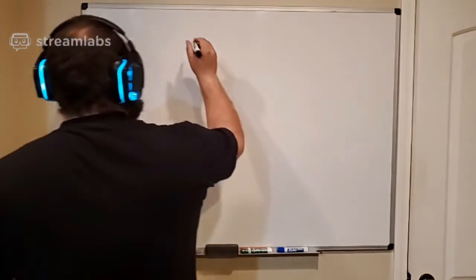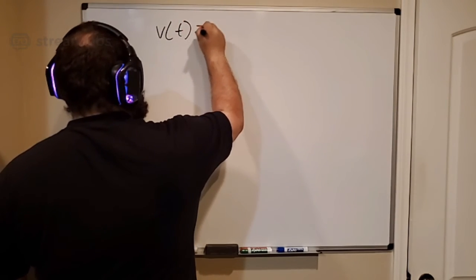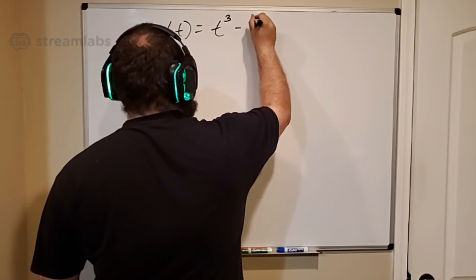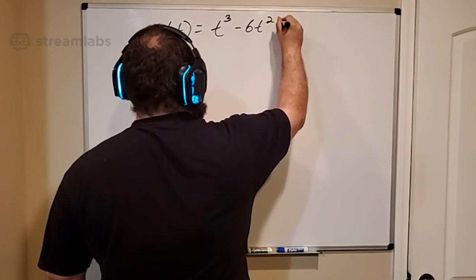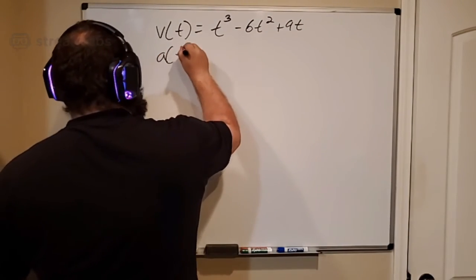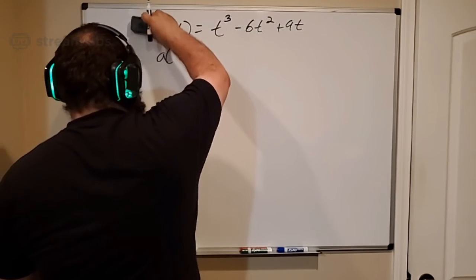T cubed minus 6t squared plus 9t. That's the velocity function, right? Yeah, y of t. Actually, this is position. Position is given. Okay. So y of t, v of t.